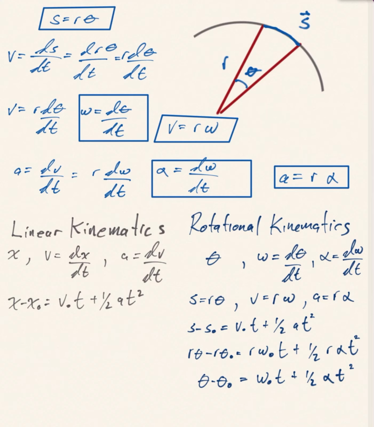Similarly, we had a very useful equation that does not contain time. That equation is v squared minus v0 squared is equal to 2a times the displacement x minus x0. Similarly, we can arrive to the equation omega squared minus omega 0 squared, that is a change in our angular speed, is equal to 2 alpha times theta minus theta 0.